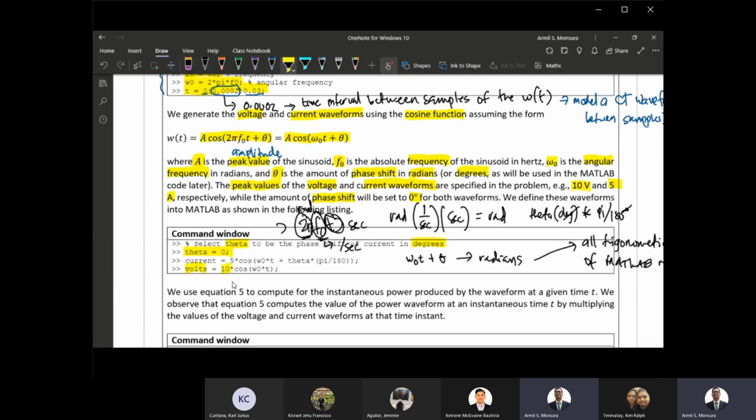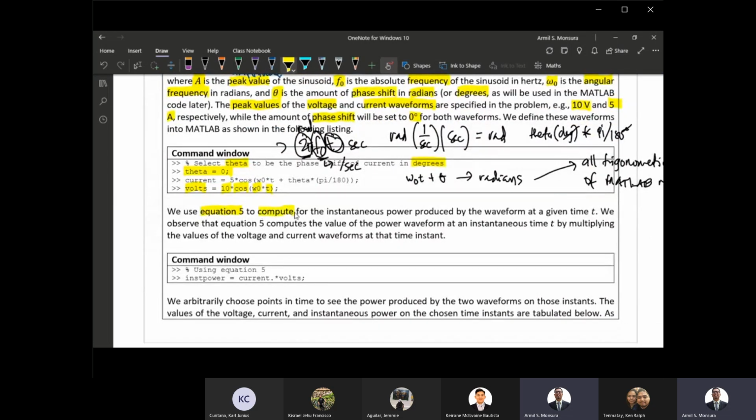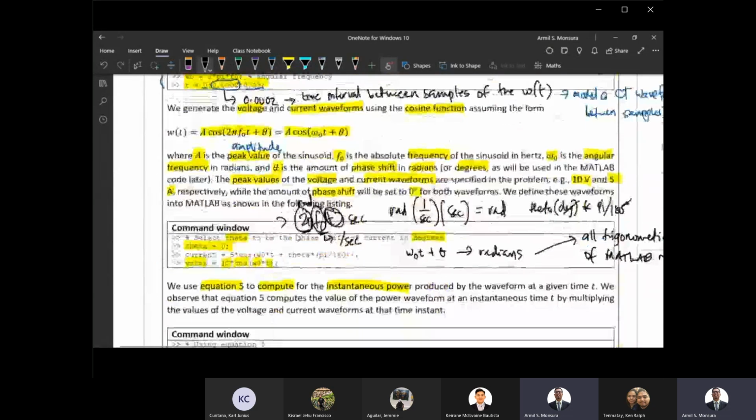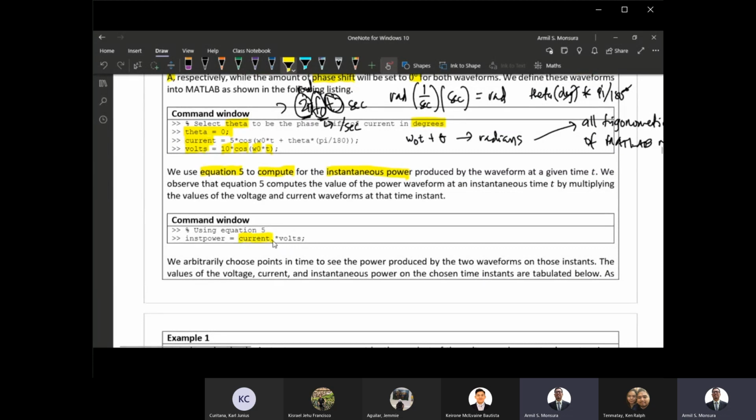So, volts is 10. Again, the peak value or the amplitude of the voltage is 10 volts, cosine of omega O times t. Now, we use equation 5 to compute for the instantaneous power. Ito yung instantaneous power natin. We use that to compute for the instantaneous power produced by the waveforms at a given time t. So, kung ito yung current produced by your circuit at ito yung voltage produced by your circuit at any time instance, then using equation 5, we simply multiply them. Current times volts. Just remember lang that we have to use the asterisk operator because we would like to perform array multiplication.